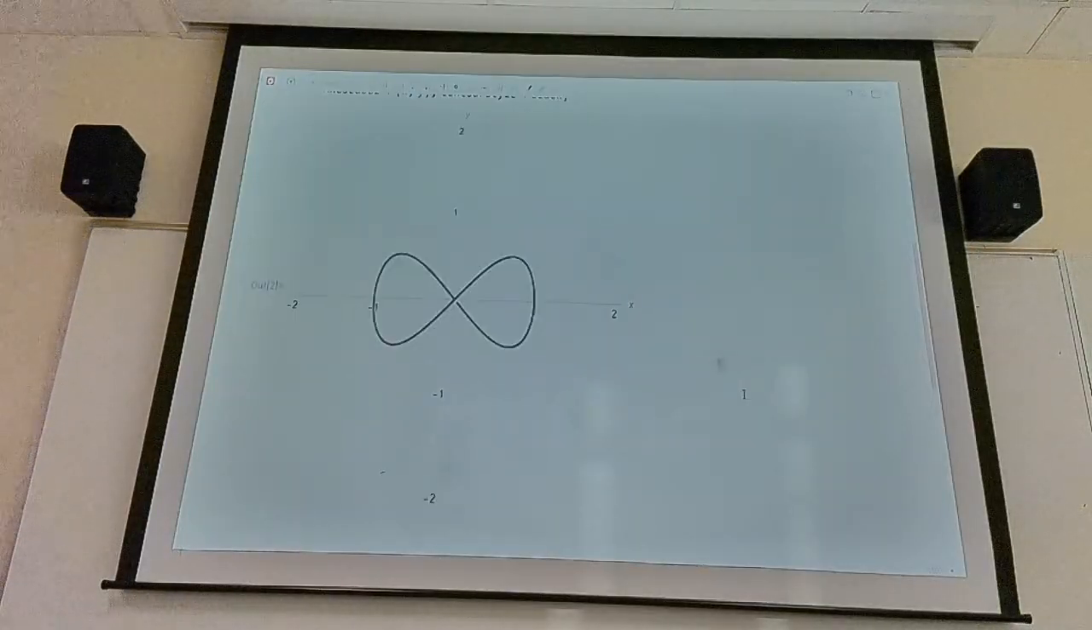Brownie points if you know what that curve is called. Butterfly curve. Hourglass curve. It's called a lemniscate. That was close.